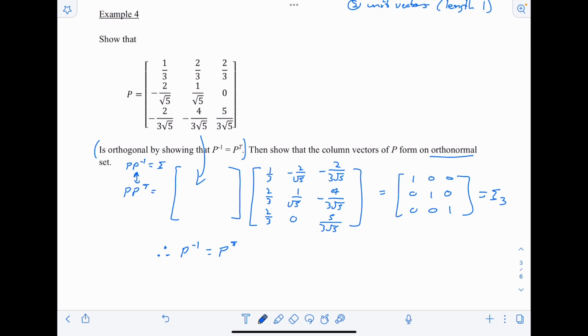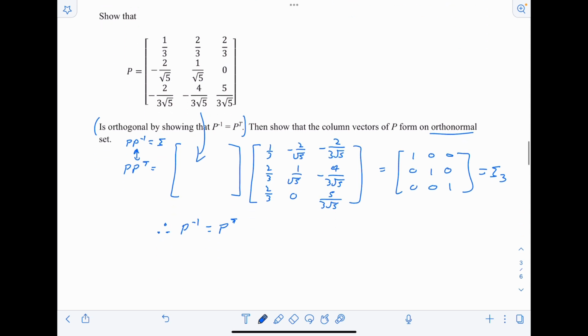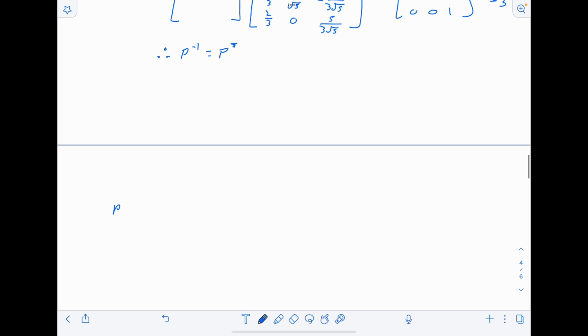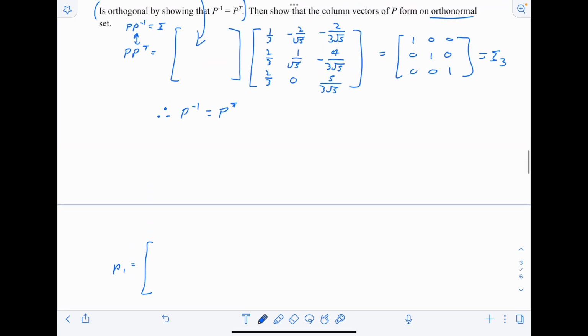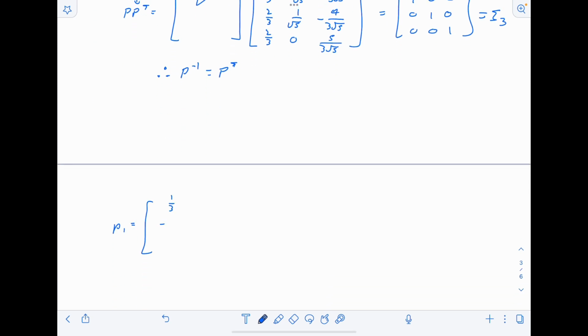Okay, so there's two ideas going on here: orthogonal for the matrix, but now orthogonal for the column vectors. So basically we have that the 3 column vectors are just these right here, right? These are column vectors. Wait, I'm sorry, that's the wrong matrix. Column vectors are up here, right? So we've got these 3 column vectors. So 1/3, -2 over root 5 and -2 over 3 root 5.